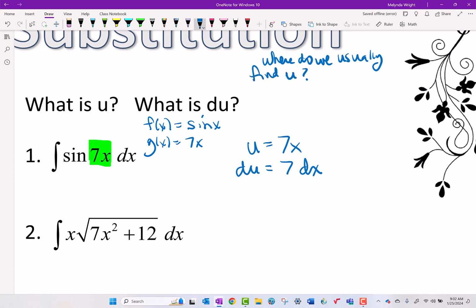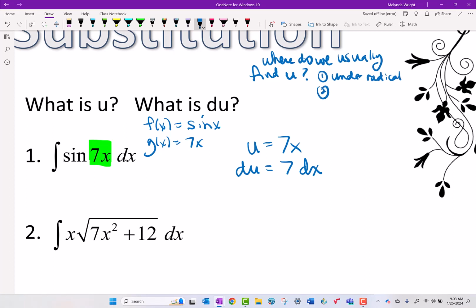This is important for us because this is going to help us decide. This is probably the hardest part of u substitution, is figuring out where u is. Okay, so where do we usually find u? U is usually, well, it's inside. So let's say it's under a radical. So here's one example. Under a radical, we usually find u under radicals.